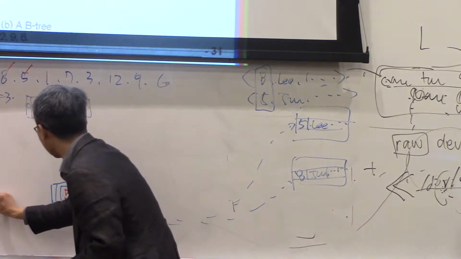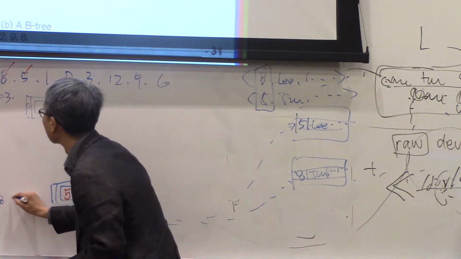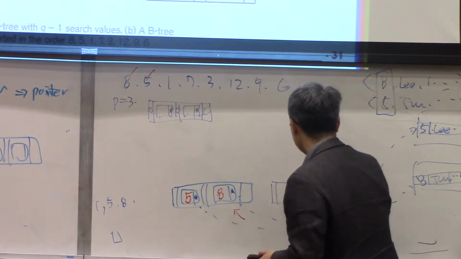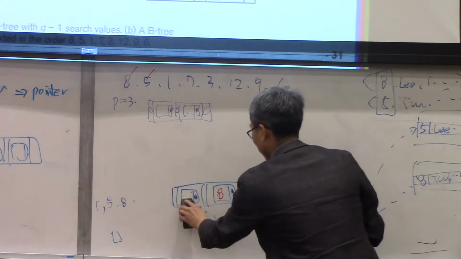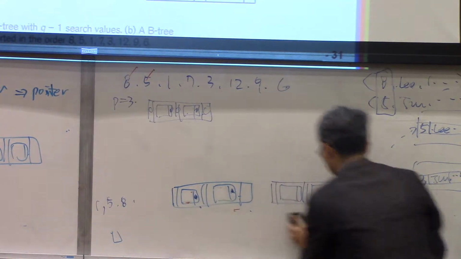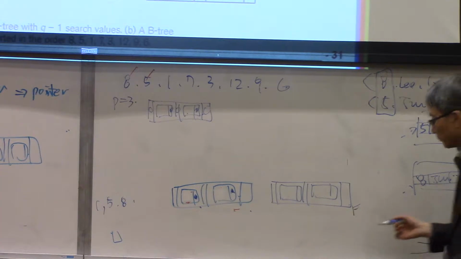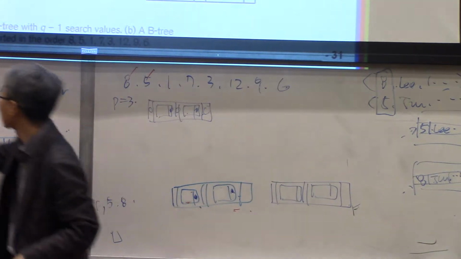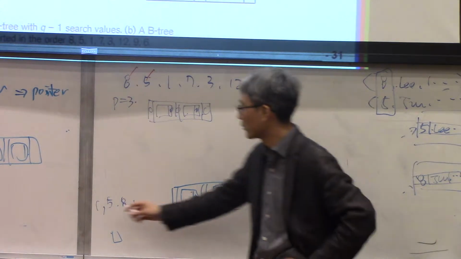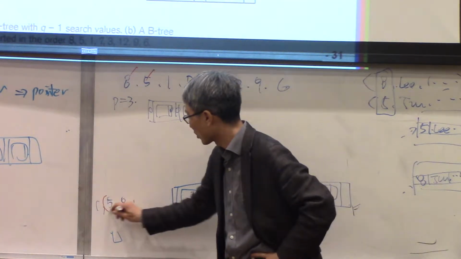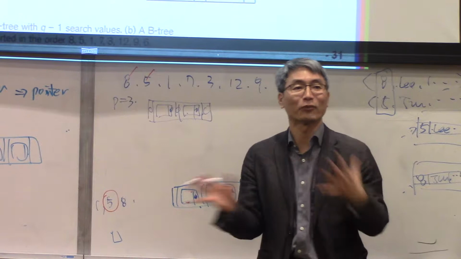We have 5, 8, 1. Sorted: 1, 5, 8. Split. Then, in case of the split, decide the middle value. What is the middle value in this case? 5. In this case, it's okay. We don't have to worry about left and right.